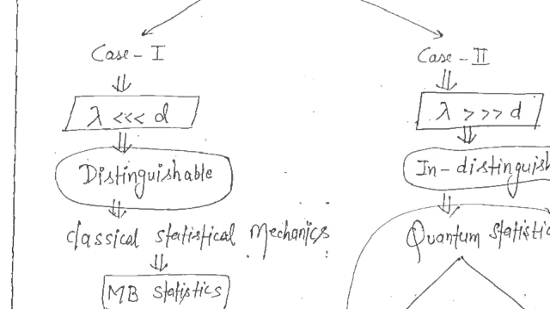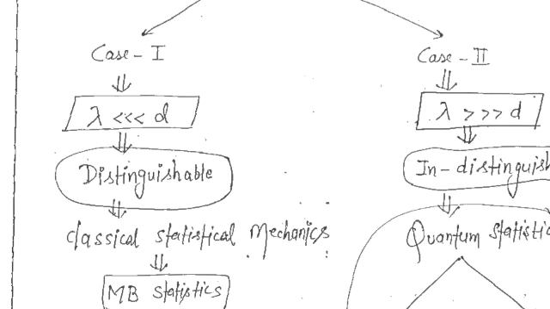Now we have two cases. Case number one, where lambda is far less than d. It means the wavelength of those particles is very less than d. Lambda is the thermal de Broglie wavelength, which is actually the wavelength of the gas molecules or the gas particles.